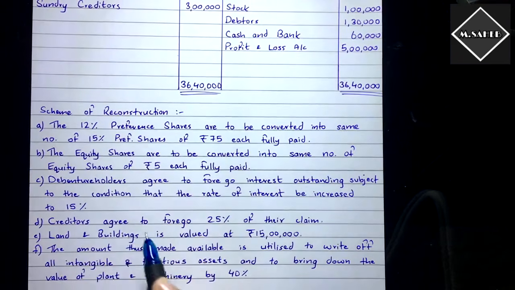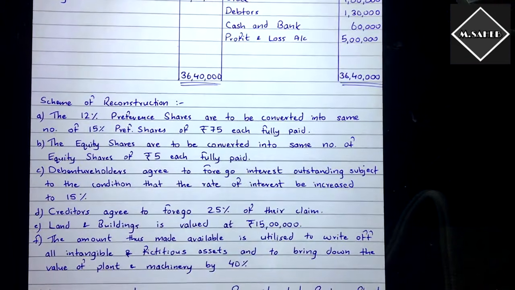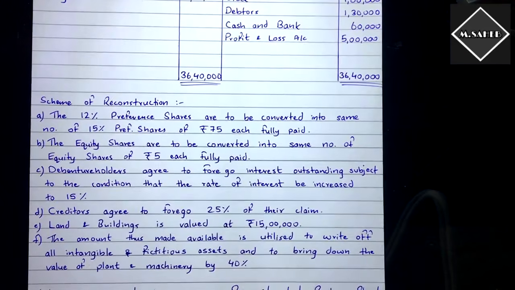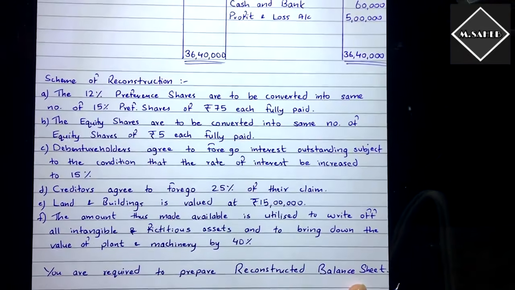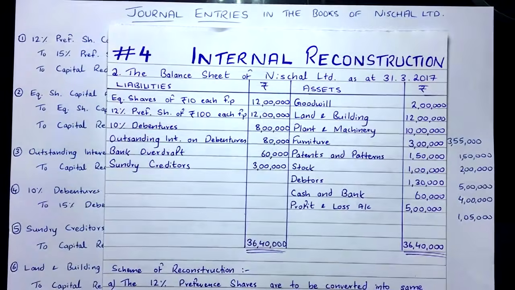There is an equity share scheme, then debenture holders regarding debentures, and then creditors, land and building. So many things are there. We are going to see that while solving the problem. Let's not waste the time here. They have said you are required to prepare a reconstructed balance sheet. Right, let's start. Let's solve this problem.